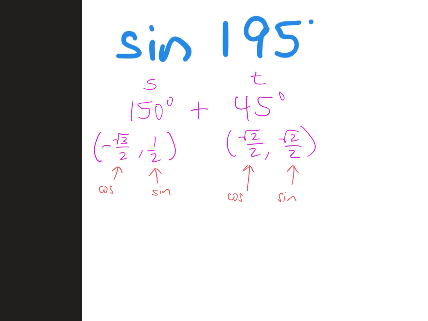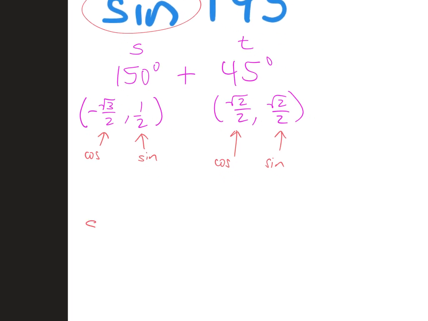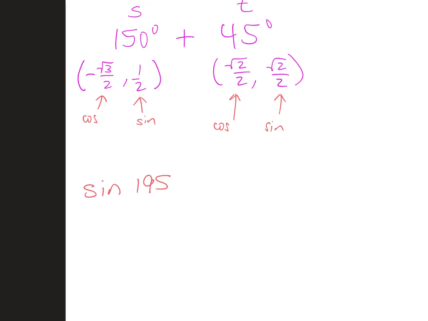So now we're going to figure out what formula we're going to use. What is the trig function that they want me to use? Sine. Okay, I want to find the sine of 195. So what I'm doing with that is I'm taking the sine of these two angles, 150 plus 45. You guys agree with me? Now, look at the formula. You should have the formula next to you.